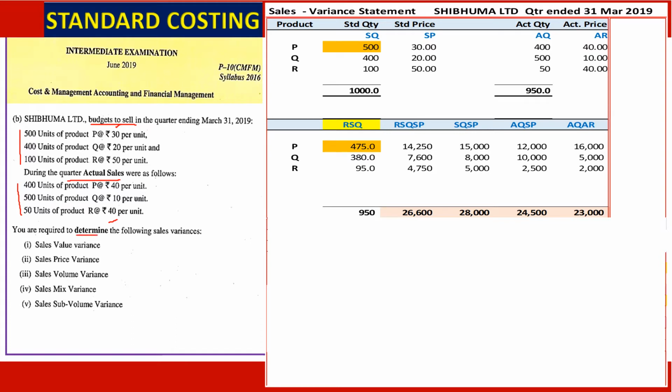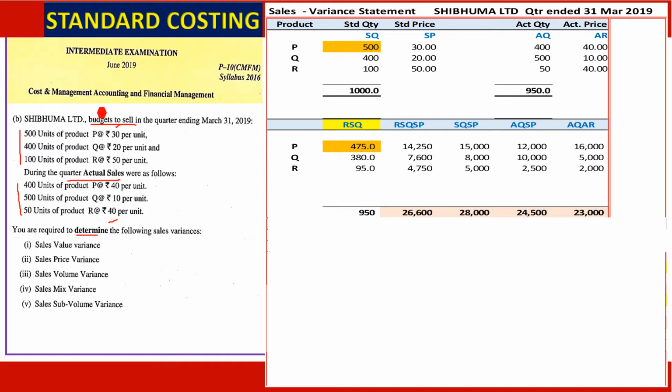5 variances. And what we will do is, we will use our standard template for this purpose and then understand clearly what is the meaning and significance of each variance and how it is derived.